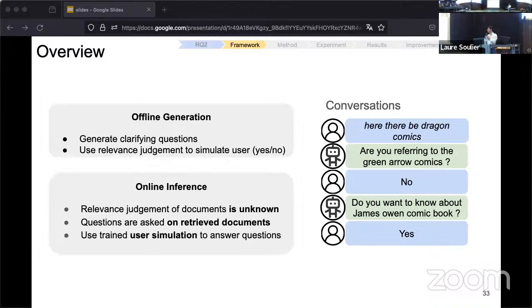And for this, we propose first an offline generation framework, and then an online inference framework. In the offline generation framework, the goal is to generate clarifying questions, but also utilize the relevance judgments on documents to predict what the user would answer. And in the online inference, this time we don't have the relevance judgments of documents, the relevance is unknown, and the clarifying questions are asked about retrieved documents. And we use a trained user simulation to answer clarifying questions automatically.